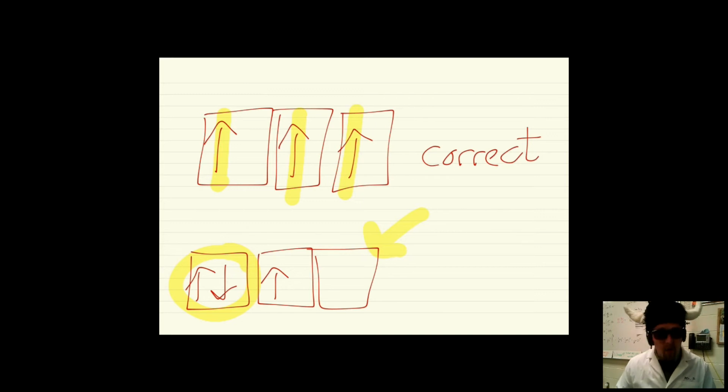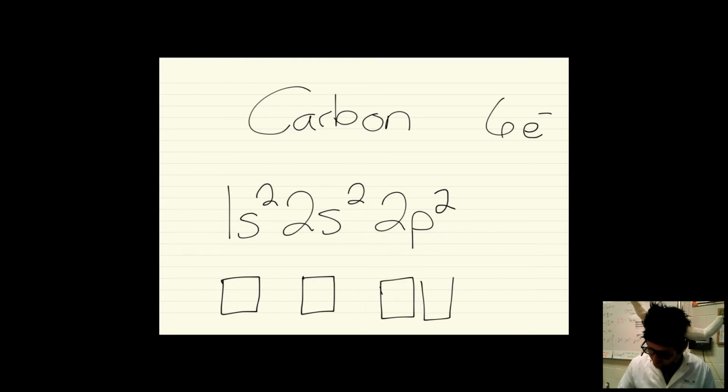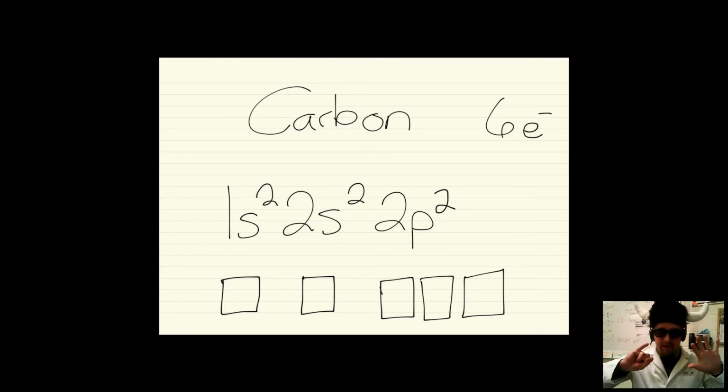So let's go back to our example of carbon, and let's draw the orbital notation for carbon. Every time I see an s, I'm going to put a single box. So I see an s, I see an s, and I see a p. And every time I see a p, I'm going to put 3 boxes. So this would have a total of 1, 2, 3, 4, 5 different orbitals. An s, and 3 p's as options.